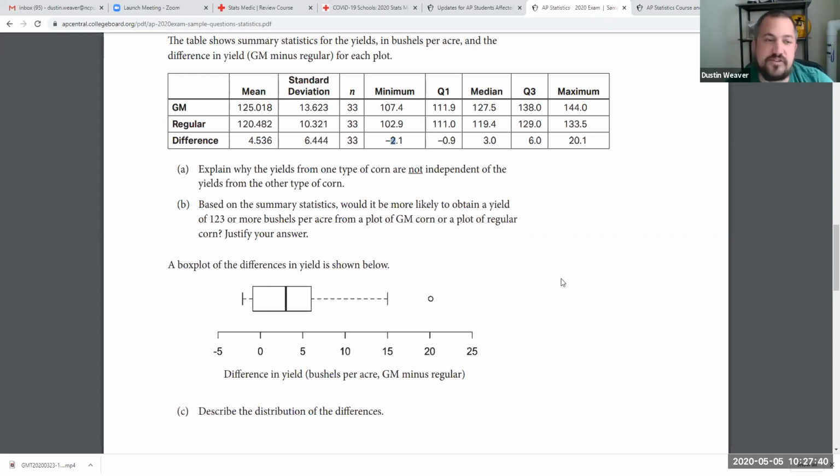And when we say describe the distribution, the key that we want to talk about is SOC. And that's shape, outlier, center, spread. Everybody okay for me to move on from C? Okay, great.